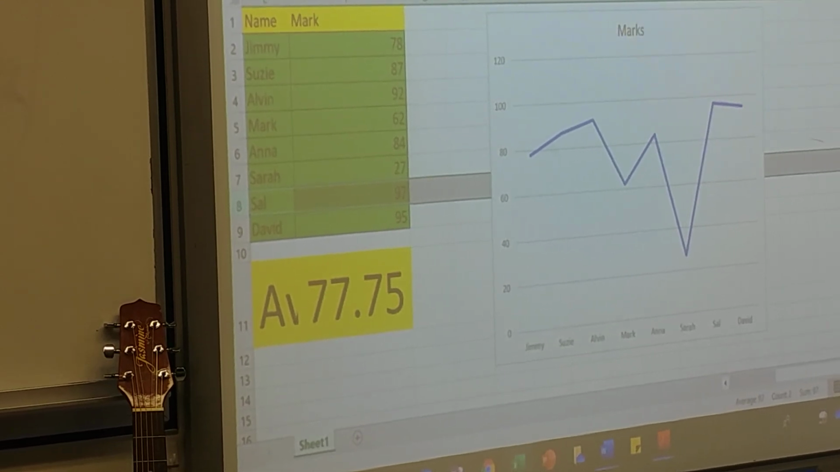Is there another outlier of data here? One that's very different than the rest? Yes, George. 27. So Sarah's got a pretty low number, doesn't she?